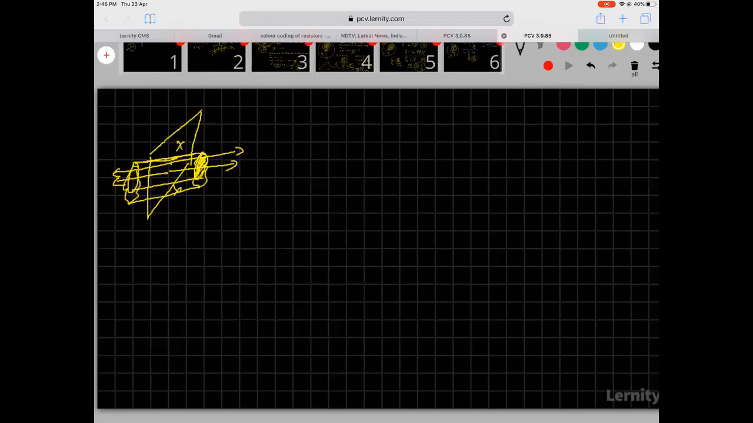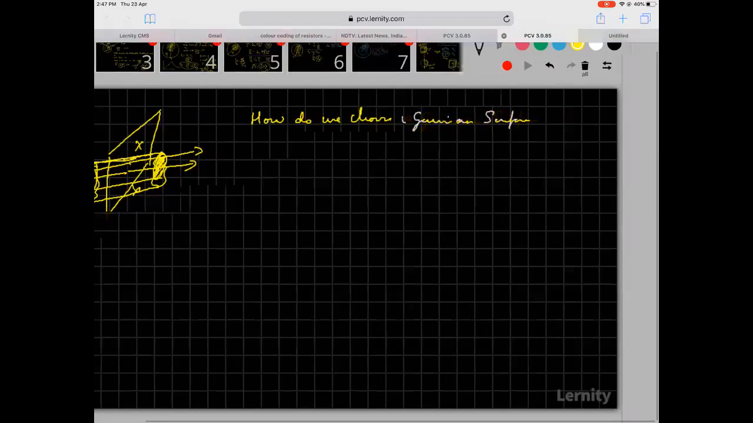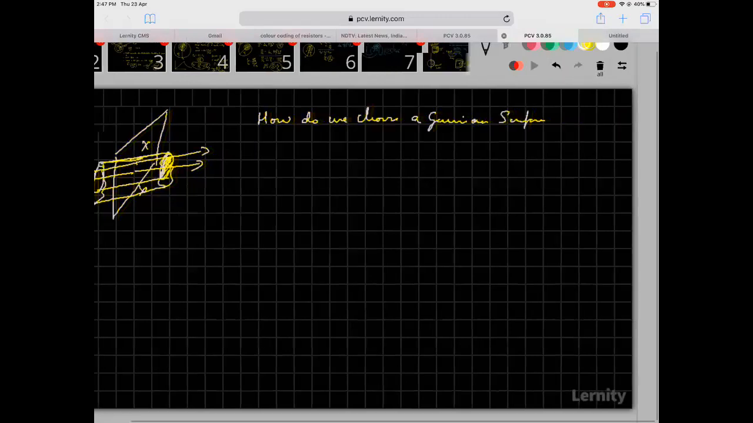Okay, so I hope I clarified this question on how we choose a Gaussian surface. Kindly go through this and make sure that you are making your notes. I'll wait for a few minutes.